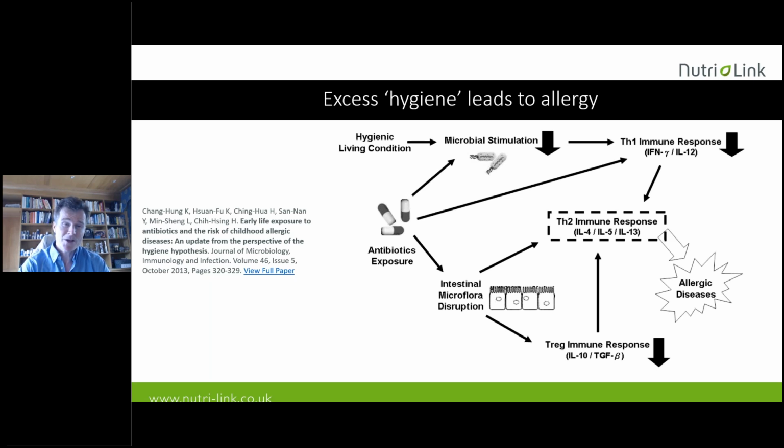Equally, with antibiotic exposure, which is why we all look at our clients' antibiotic history, even one course of antibiotics can, it doesn't have to, and it may not, but it can diminish intestinal flora.